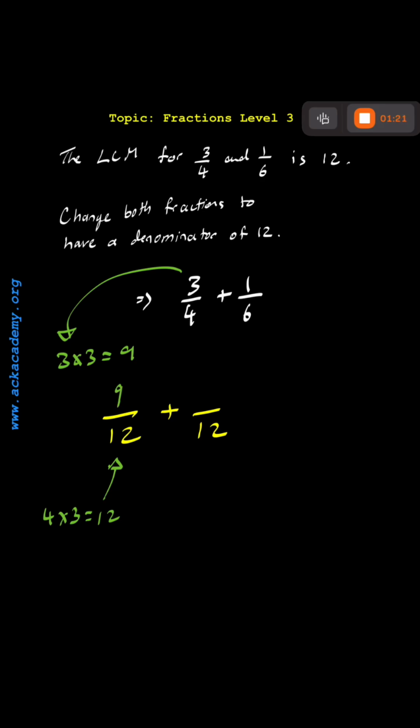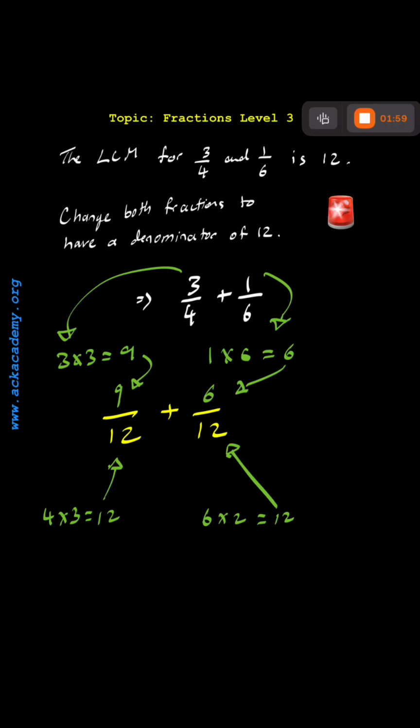Similarly, how many times does 6 go into 12? 2 times, right? So 6 times 2 is equal to 12. That goes right there. Now you have to ask yourself, 1 times 6 is equal to what? 6. And that just goes right over there.